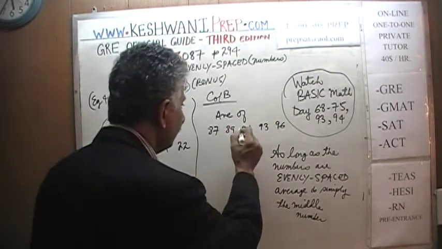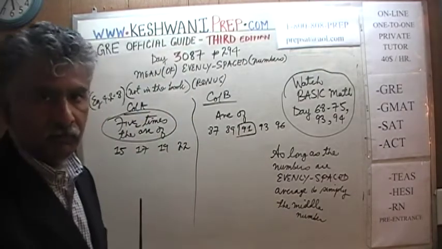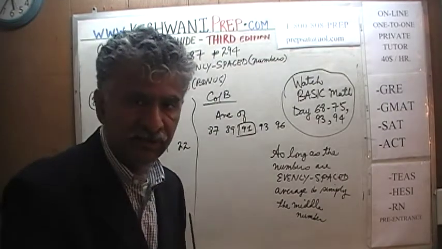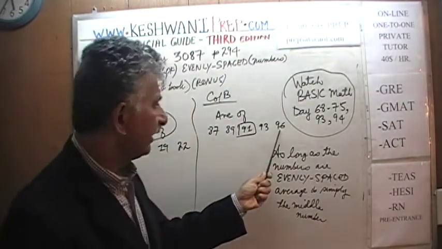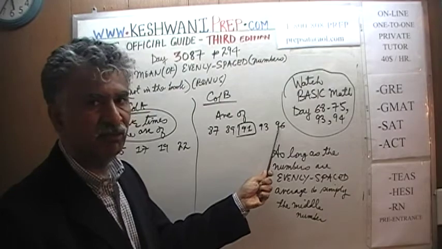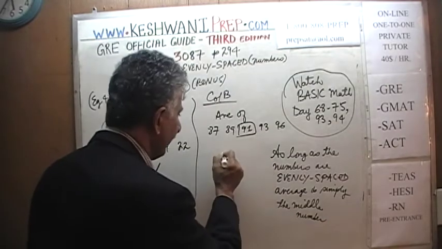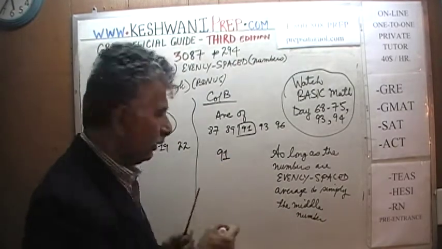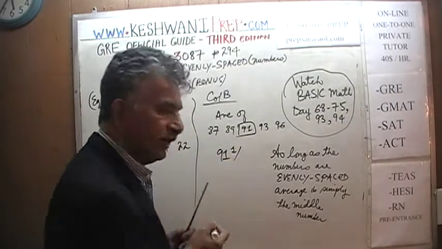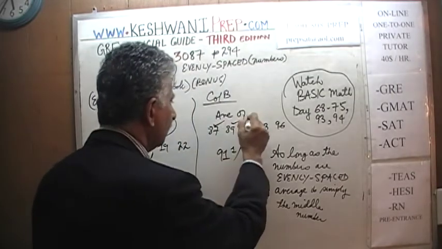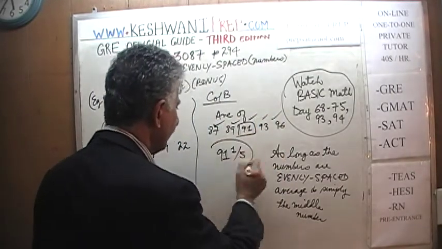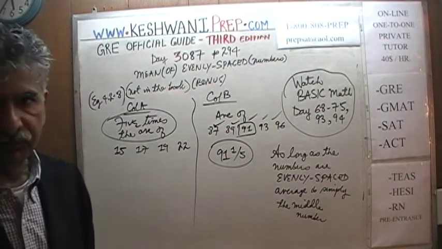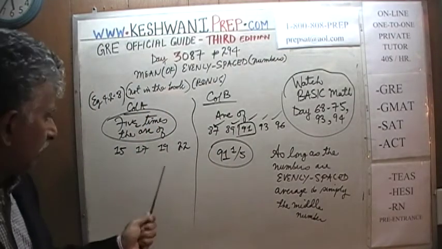The average in that case would have been 91. But alas, they're not evenly spaced. Instead of 95, this guy is 96. We have 1 extra dollar. So instead of the average being 91, we have 1 extra dollar that needs to be divided evenly among 1, 2, 3, 4, 5 people. There we go. The average of these 5 numbers is 91 1/5. What about this guy?